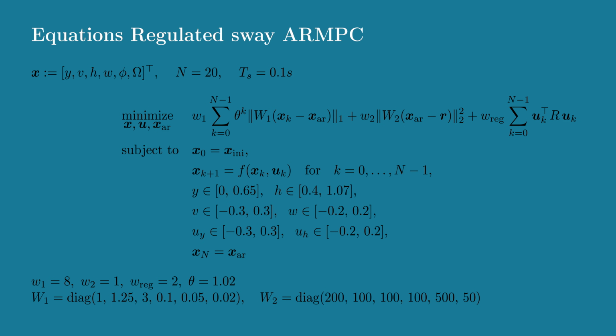Now let's try a different cost structure. Instead of a quadratic penalty, the stage cost here uses an L1 norm, weighted by W1 with exponentially increasing weights. This penalizes the distance between the state and an artificial reference, XAR, which is itself a decision variable. A second term penalizes the distance between this artificial reference and the actual target R, weighted by W2. There's also a small regularization term on the inputs.